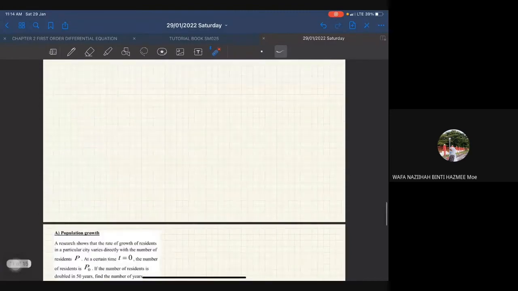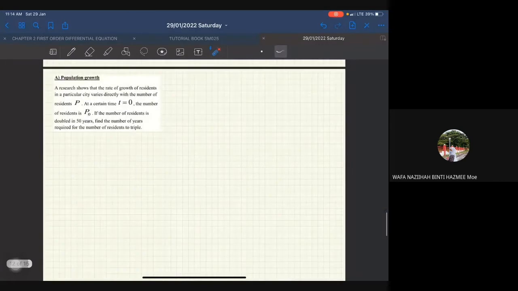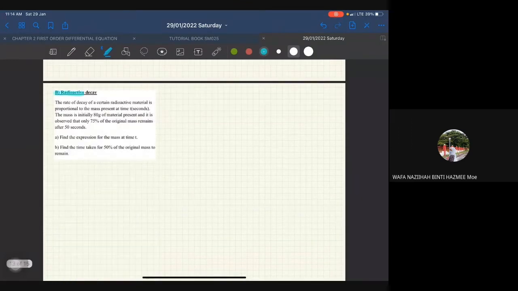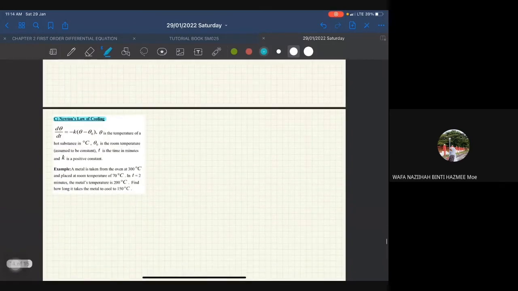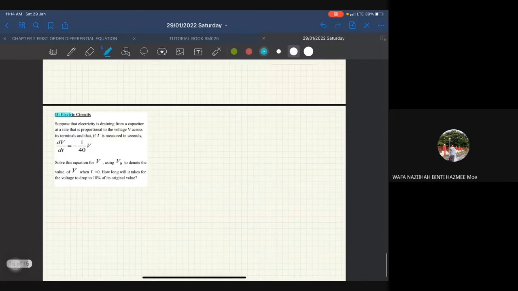Okay, so dia ada 4 basically. So the first one adalah population growth. And then second one is radioactive decay. Okay, third is Newton's law of cooling. Alright, and then last one is electric circuits.